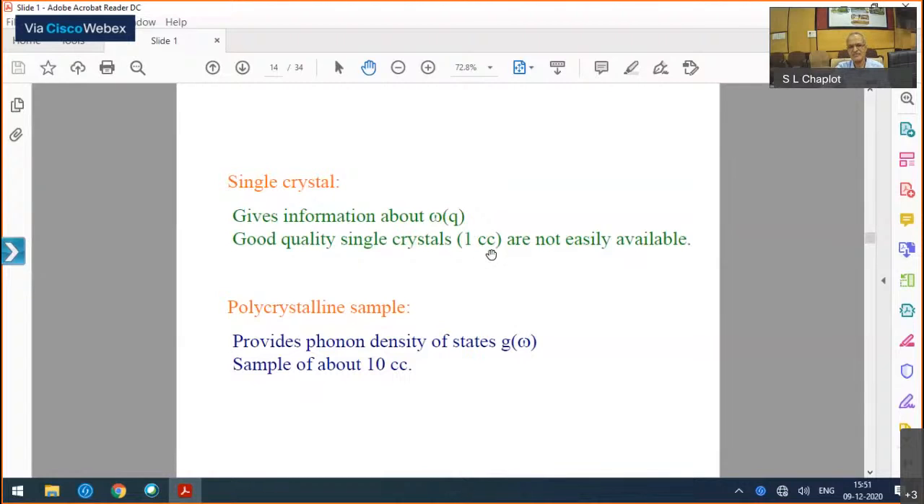You need something like a cubic centimeter, but on a very high flux or high neutron intensity source, you can probably do up to about 1/10 of this, maybe 100 cubic millimeters or so. But typically, you need better to have something like this. On the other hand, you can use polycrystalline samples, and you need larger amounts, but then you can measure the phonon density of states. And this is quite useful also to study various kinds of thermodynamic properties in the solid as a function of pressure and temperature and so on.